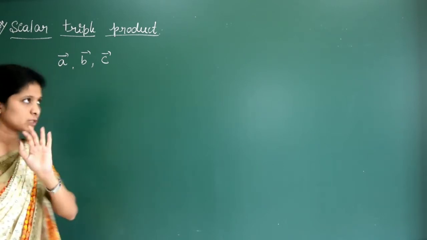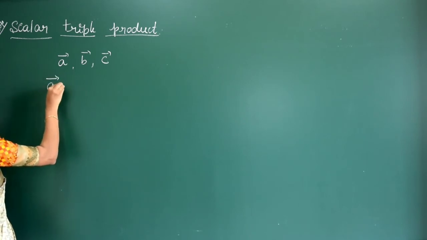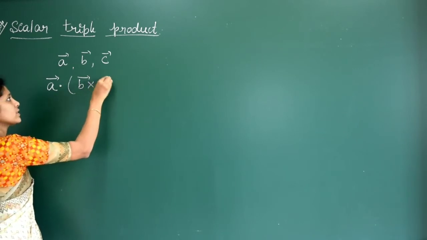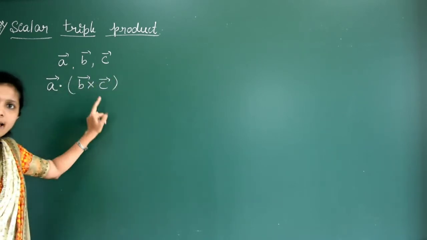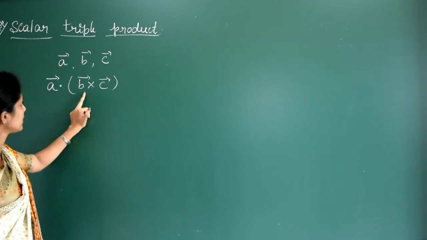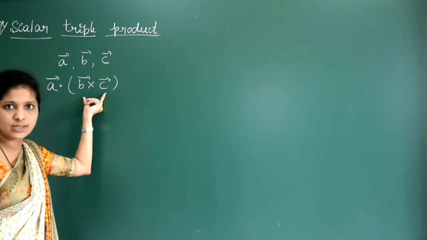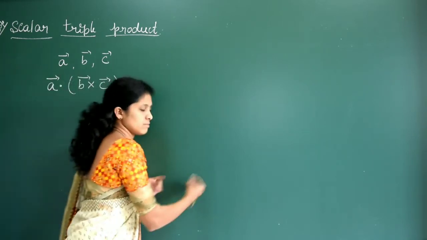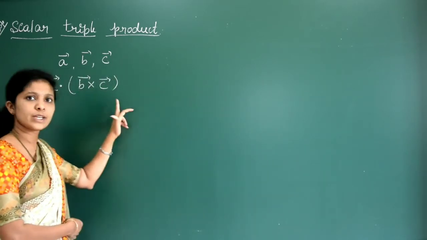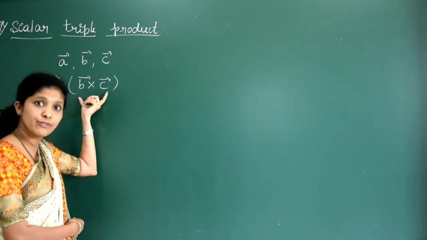The scalar triple product of these is defined as A vector dot B vector cross C vector. It includes both the dot product as well as the vector product. What do you have to do? First you have to find B vector cross C vector. How to find it? Take the determinant of i cap, j cap, k cap, the coefficients of B, then the coefficients of C. Then find the determinant, so that you will get one vector.